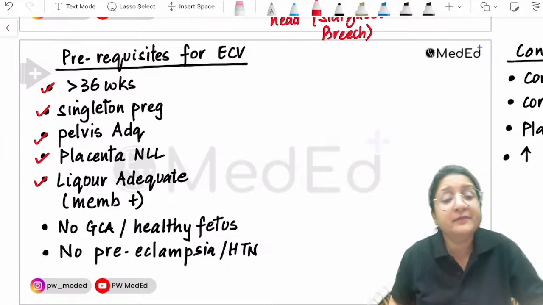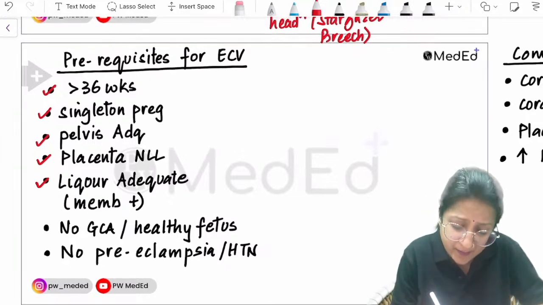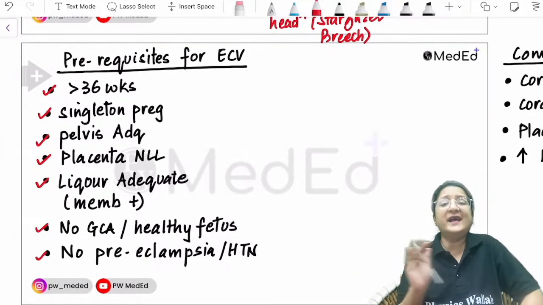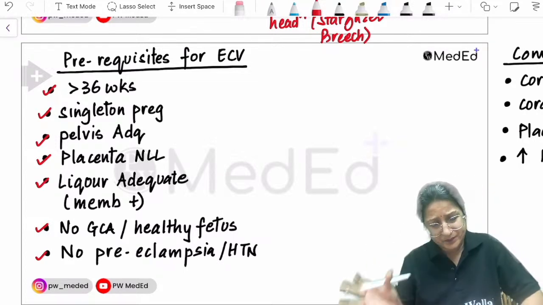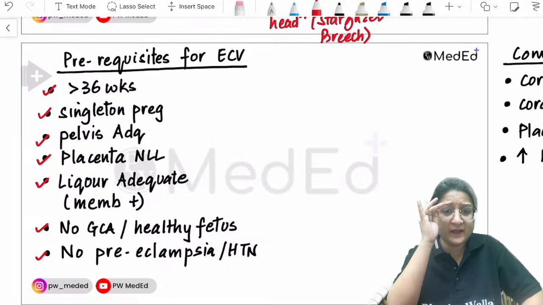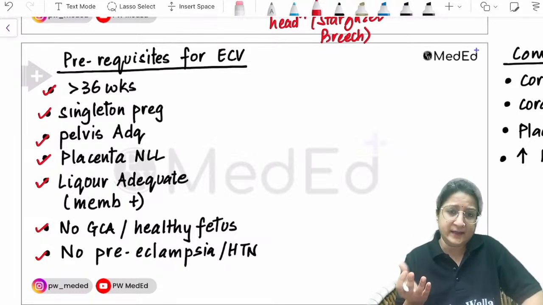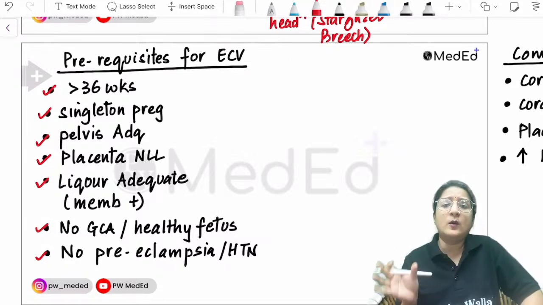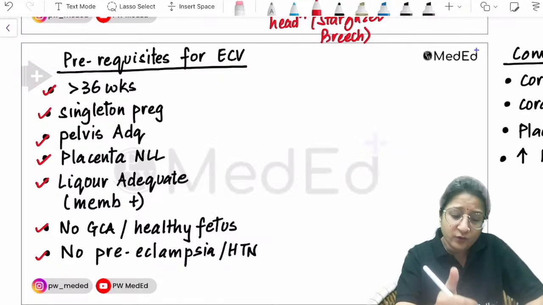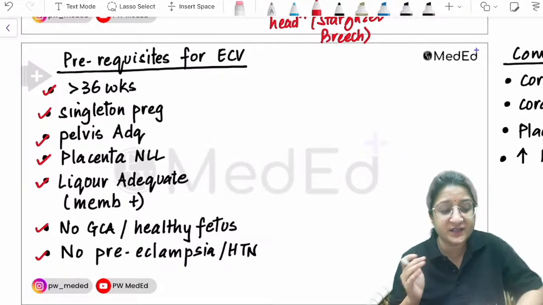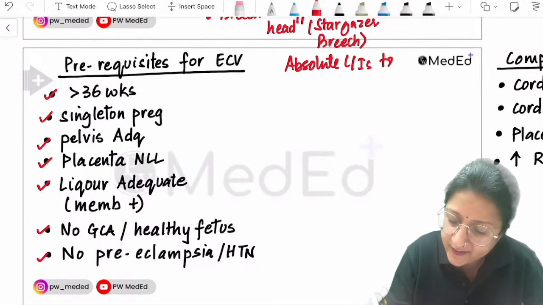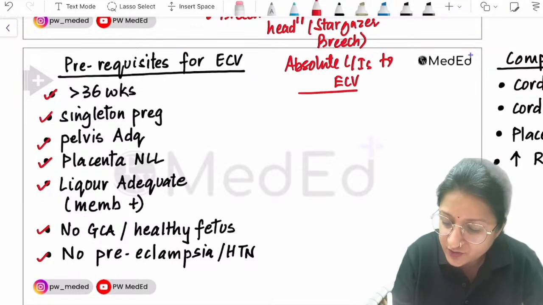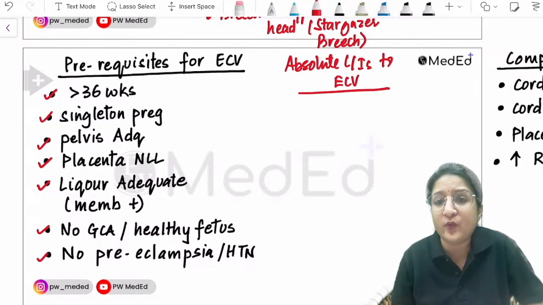Liquor should be adequate. Membranes should be present. Healthy baby and healthy mother. Basically, uncomplicated cases. No gross congenital anomaly in the baby, and the baby is healthy, and there should be no preeclampsia or hypertension. If you remember these prerequisites, you remember the absolute contraindications to external cephalic version. That's another important MCQ pointer.